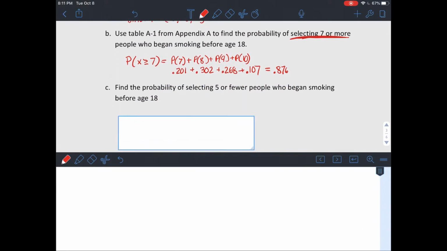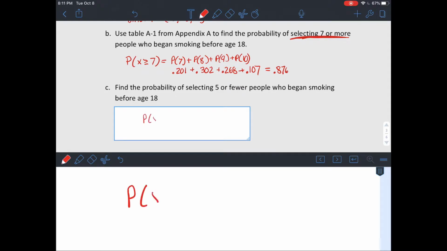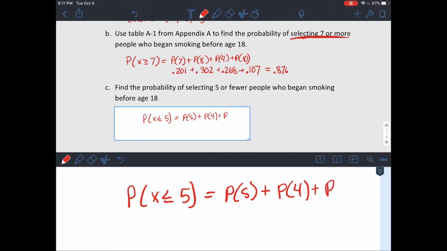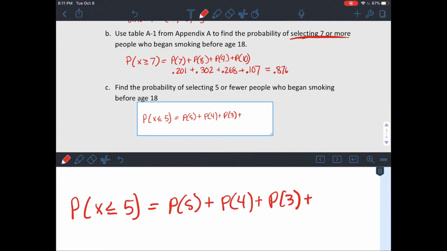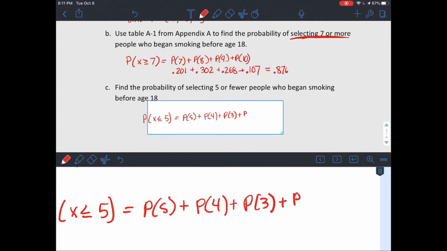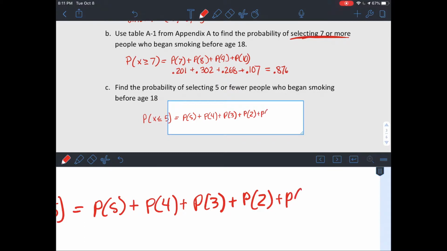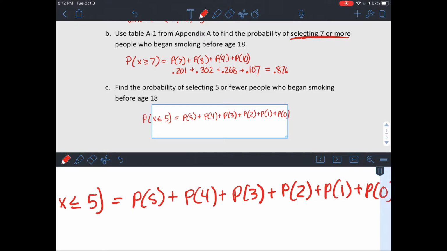C is kind of similar. You want the probability of selecting 5 or fewer people who began smoking before age 18. So that's the probability that 5 or 4 or 3 or 2 or 1 or 0 people started smoking before age 18 in this group of 10 that we've selected. Sometimes people forget to do the 0, so make sure that you remember that's an option. I would again go back to your table for this calculation and look them up.